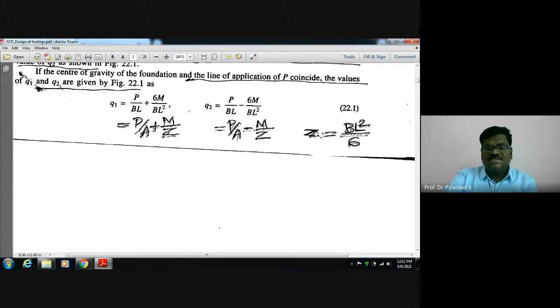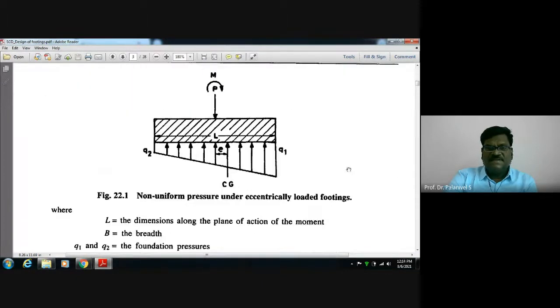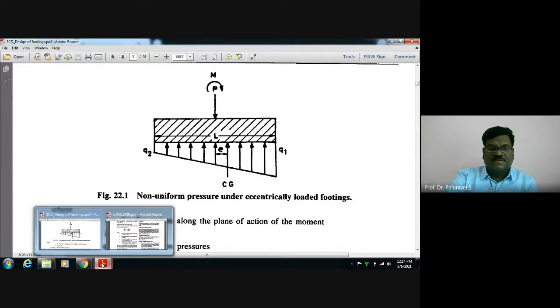What is Z? See this foundation in the plan. This dimension is say L, and the dimension perpendicular to this is say B. Size of the foundation: width of the footing B and length of the footing L, say B into L. Since we are considering this dimension, it tends to bend like this. So Z is B L square by 6. That is Z, the section modulus.